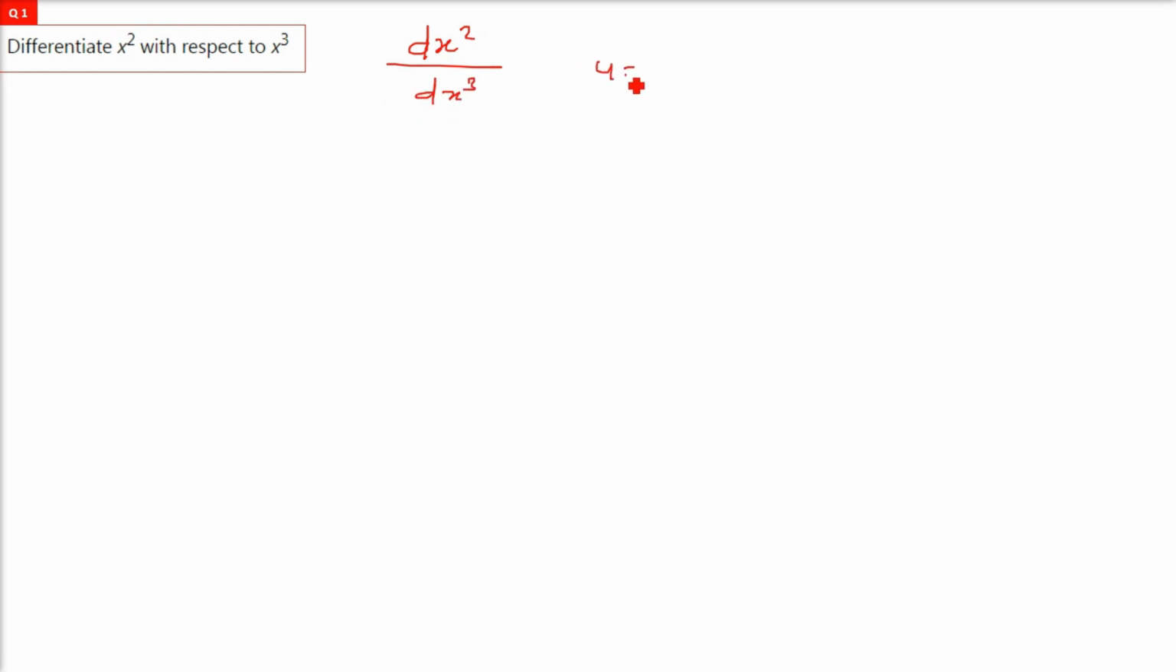So what we'll do here is u is x square. We assume x square to be u and assume x cube as v. So du by dx we'll find out, dv by dx we'll find out, and then see u is this and v is this. So du by dv we have to find out. This is what is to be done.